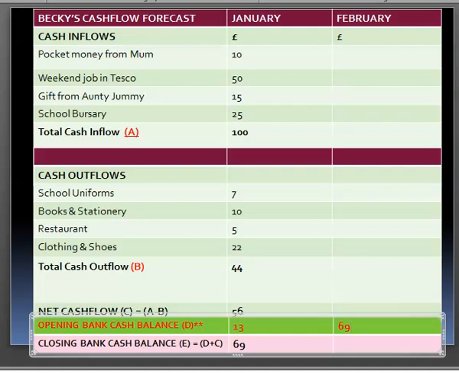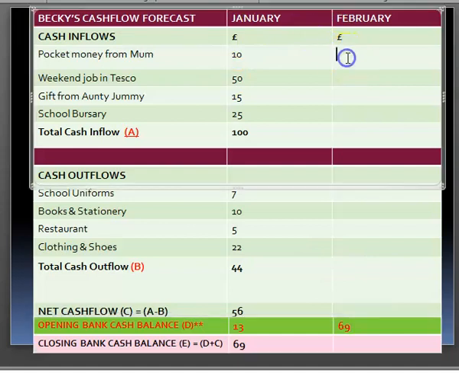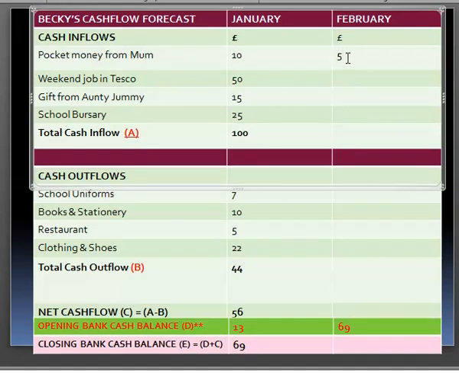That is the amount you have left in your account or in your purse for next month, because you've got it. Now come next month. Now let's assume that next month, February, I decided to give you £5 instead of £10. Then you put the £5 in there, and Tesco's still gonna pay you £50 because you're working for them.